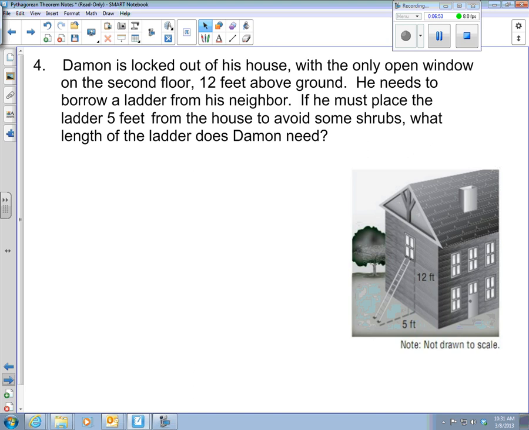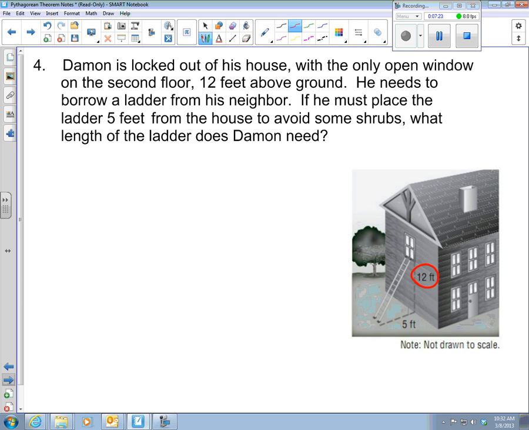And a couple word problems here, working with the Pythagorean theorem. If you have a right triangle, and you can see that ladder down there forms a right angle when it's leaned against the house, because the house and the ground form a right angle, or a 90-degree angle. Damon is locked out of his house with only an open window on the second floor, 12 feet above the ground. And you can see right here it's labeled 12 feet.